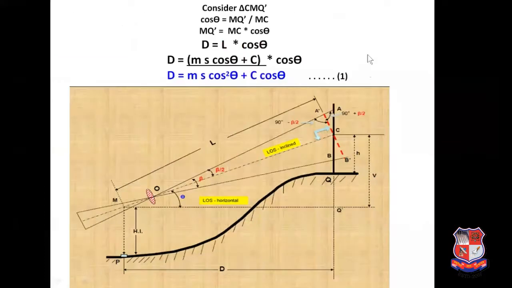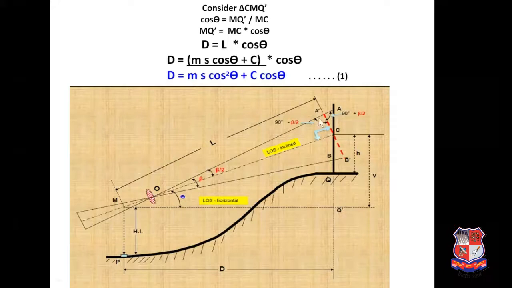Now consider the triangle CMQ'. In CMQ' we can apply the cos rule. So cos theta is equal to MQ' upon MC. So MQ' is equal to MC into cos theta. MQ' is equal to capital D, and MC is equal to L. So the distance D is equal to L into cos theta.